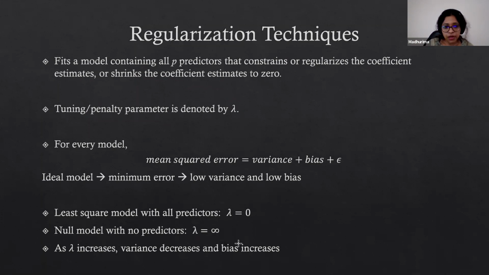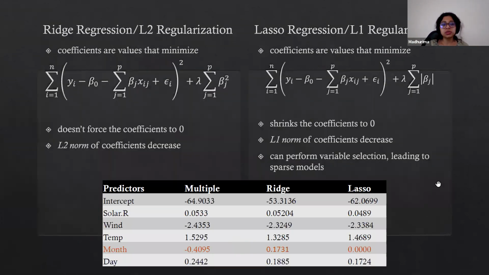So there are two ways to do regularization, and one is ridge regression and the other is lasso regression. Ridge regression is known as the L2 regularization, and lasso is the L1 regularization. Both of them are very similar to each other, and I'll walk through what these two actually mean.